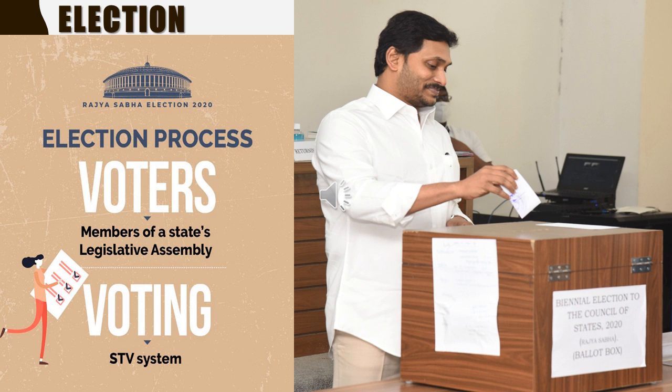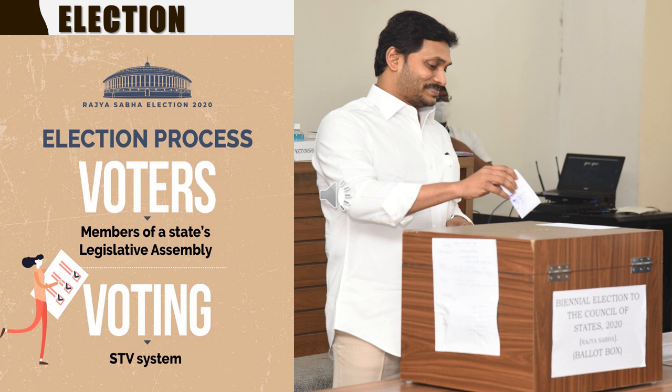As they are not elected directly by the people of India, the members of Rajya Sabha are elected by the elected members of the state legislative assembly in accordance with the system of proportional representation by means of the single transferable vote. Proportional representation means a system that gives each political party in an election a number of seats in relation to the number of votes its candidates receive.